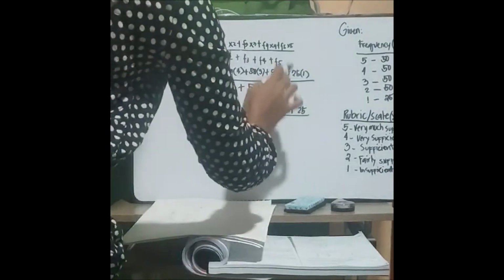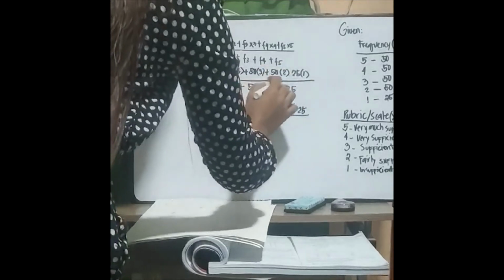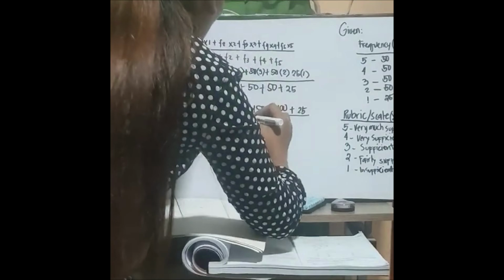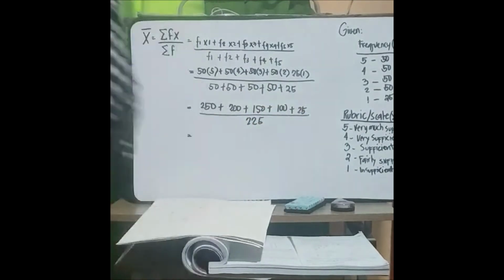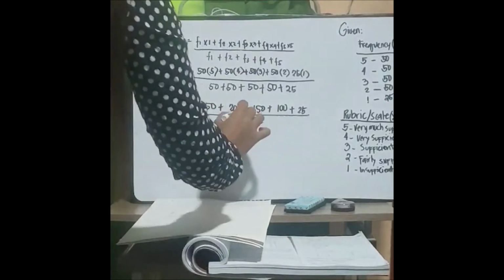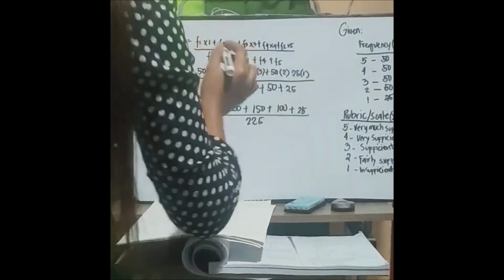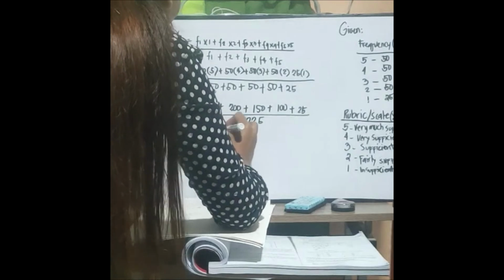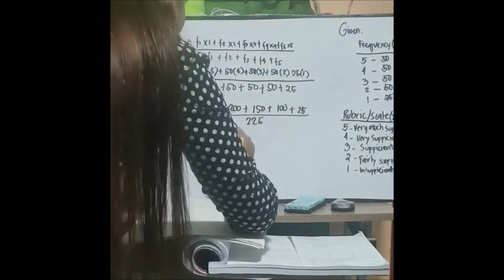we need to add all of these frequencies, F sub 1 to 5. So 50 plus 50 plus 50 plus 50 plus 25 is over 225. Okay. So, what we are going to do is to add all the summation of F on X. So, 250 plus 200 plus 150 plus 125. So, we arrive to the total of 725 over our frequency 225.